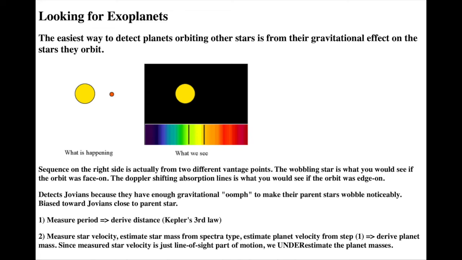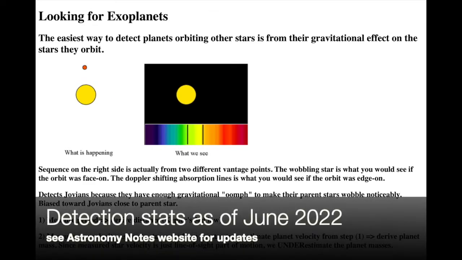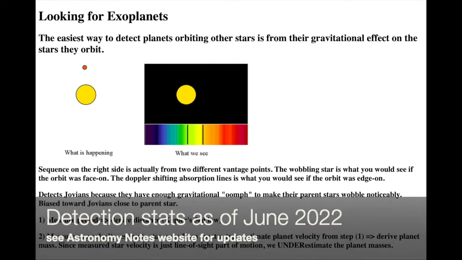If the star wobble is large enough, we may be able to actually see the star's position change on the sky. That is the astrometric technique, but it's really hard to see because our atmosphere blurs things so much. Only 1 exoplanet has been found using this technique so far.